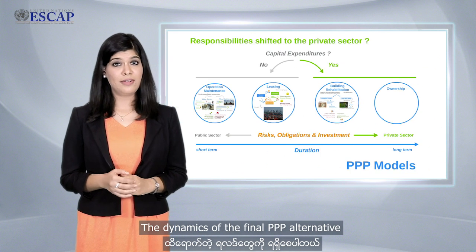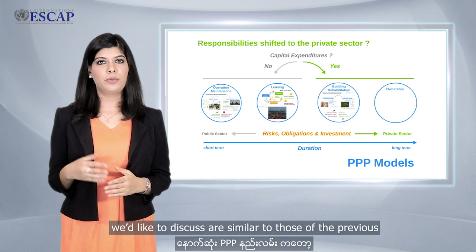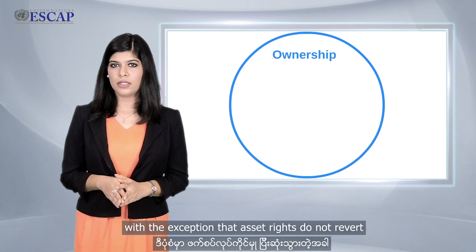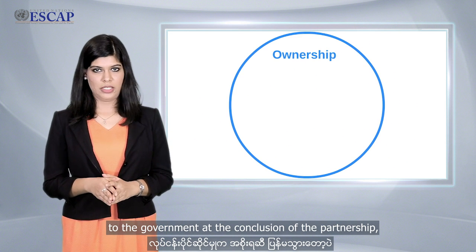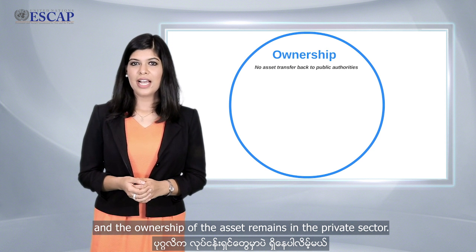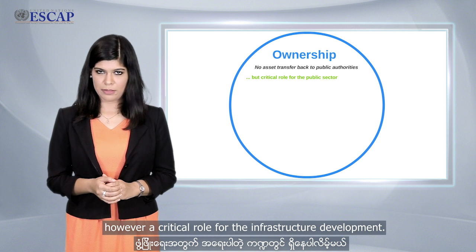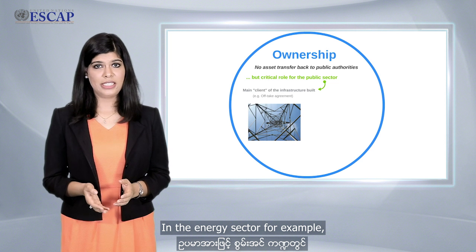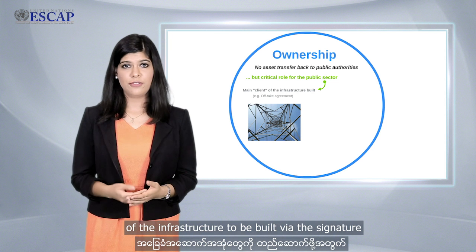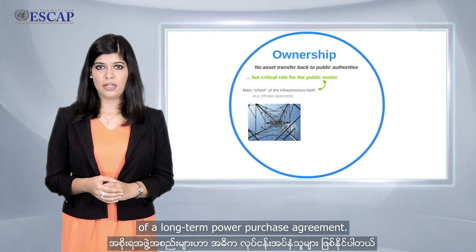The dynamics of the final PPP alternative we'd like to discuss are similar to those of the previous PPP investment model, with the exception that asset rights do not revert to the government at the conclusion of the partnership, and the ownership of the asset remains in the private sector. The public sector maintains, however, a critical role for the infrastructure development. In the energy sector, for example, the public authority might be the main client of the infrastructure to be built via the signature of a long-term power purchase agreement.